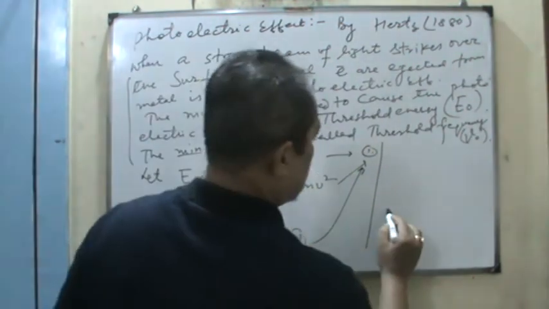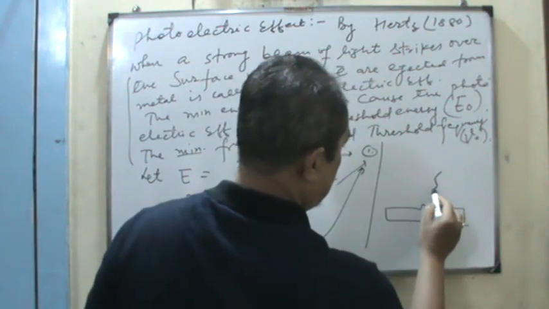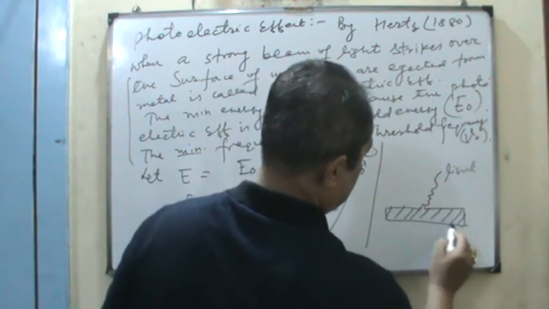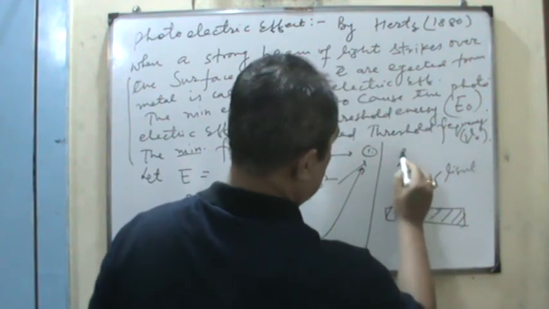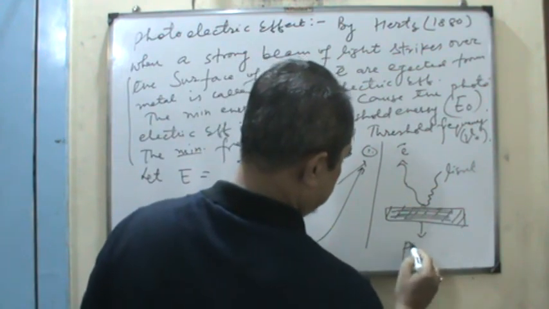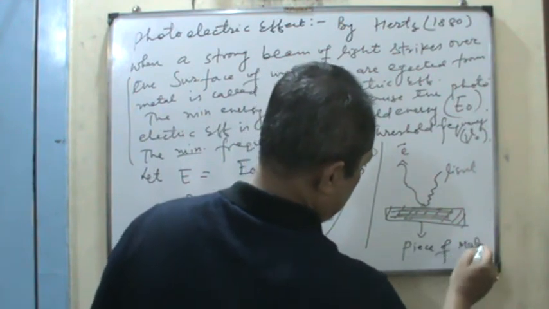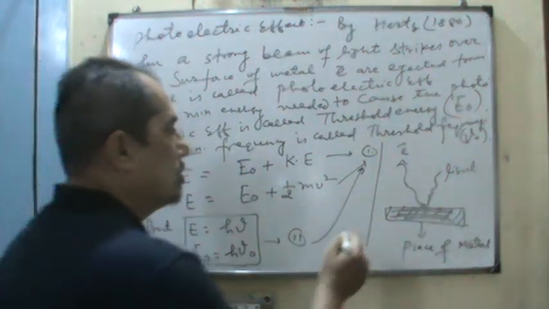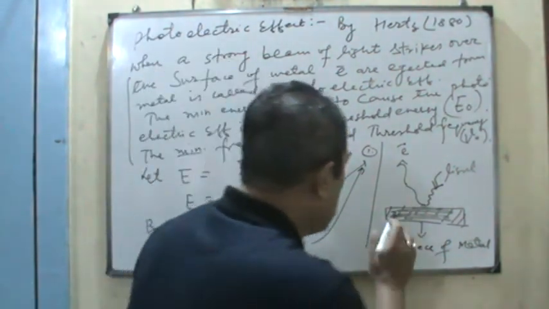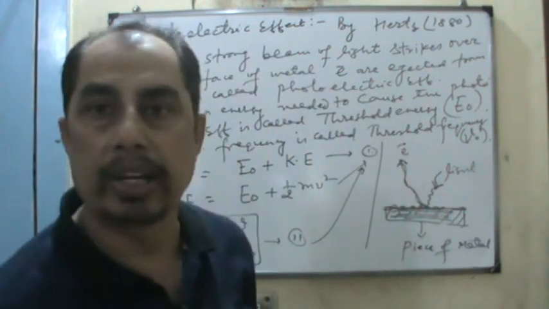Finally, it is a piece of metal, and when the incident rays of light strike the surface of the metal, then the electrons are ejected. These are known as photoelectrons, and this is the piece of metal. So these are the incident rays of light that strike the metal. The mobile or valence electrons are ejected from this point, and are known as photoelectrons.